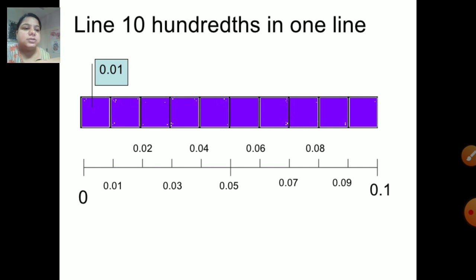So if you have to represent it on a number line, you will start from 0, and 10 hundredths will make 1/10. We have seen it, right? So we will start with 0.01, then 0.02, 0.03, means 3 hundredths, 4 hundredths, 5, 6, 7, 8, 9 hundredths, and then 10 hundredths will become 0.1. So here you will reach 0.1, right?